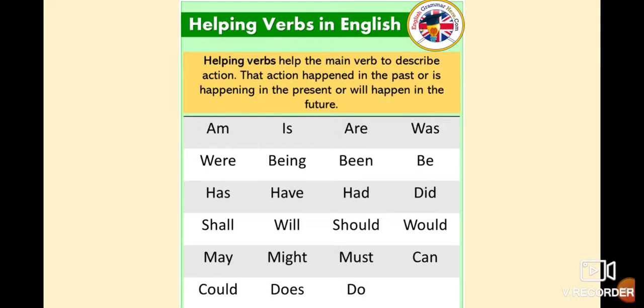We have am, is, are, was, were, been, be, has, have, had, did, shall, will, should, would, may, might, must, can, could, does, and do. That means we have 23 helping verbs.